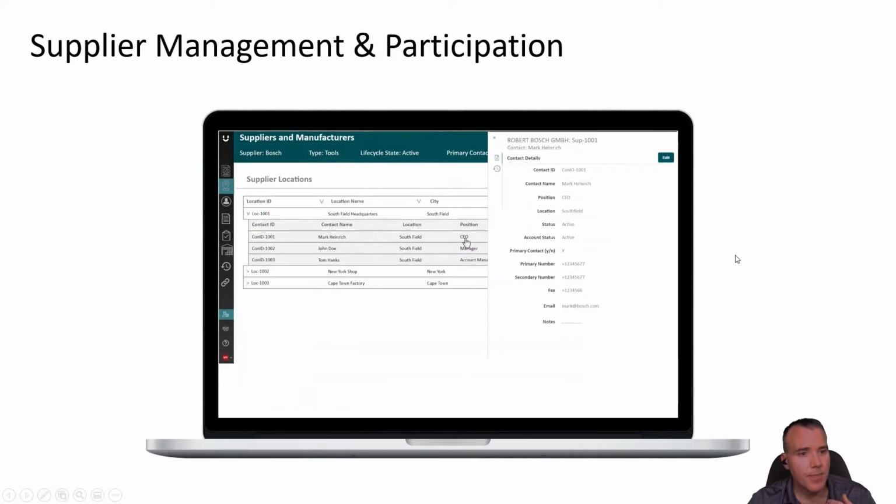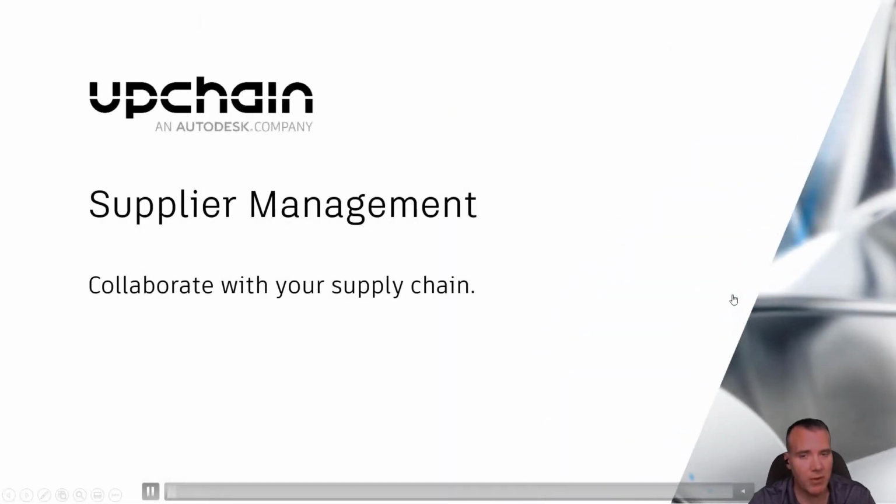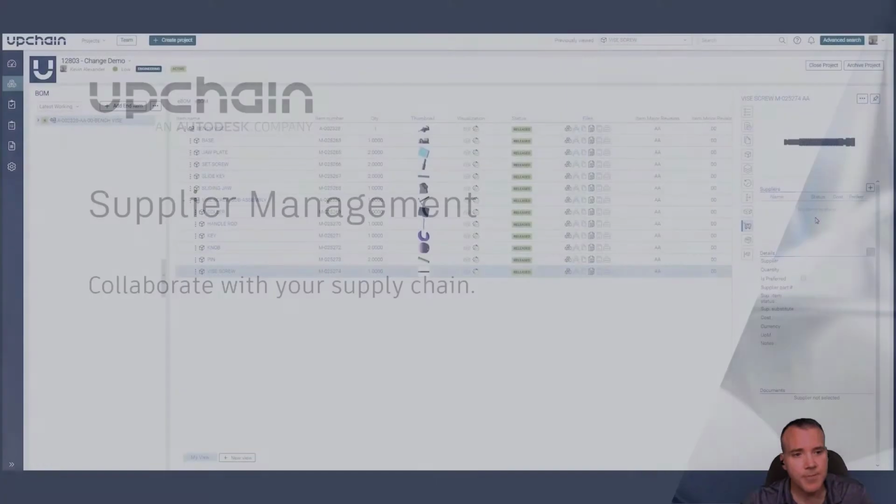Right. And then one last bit of functionality to talk about is supplier participation and supplier collaboration, because this to me is the best part of Upchain when it comes to process.